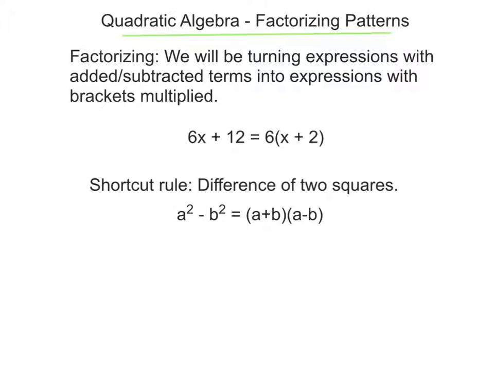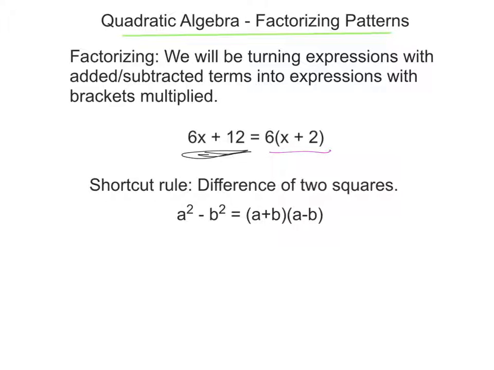Factorizing is turning expressions with added and subtracted terms into expressions with brackets. So here's a quick example. This is similar to one we've done before. 6x plus 12 can be turned into 6 bracket x plus 2 bracket.